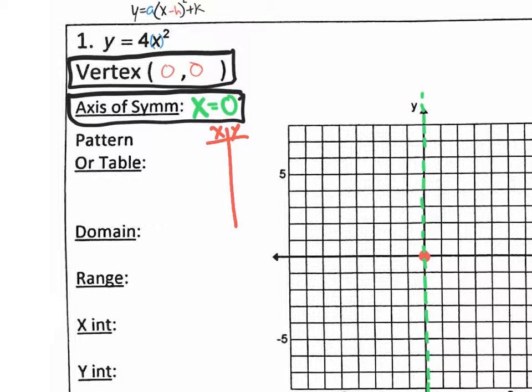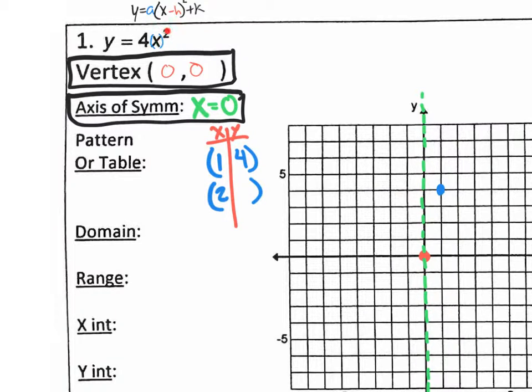So if you do pick the number 1, right? The axis of symmetry is at 0. Pick 1, and let's see what we get. Plug in 1 right there. What's 1 squared? 1. And then 1 times 4? 4. So when you plug in a 1, you get out a 4, and that is a coordinate. Let's graph the coordinate. 1 on the x, 1, 2, 3, 4 on the y. There it is. Now what if I plugged in a 2?